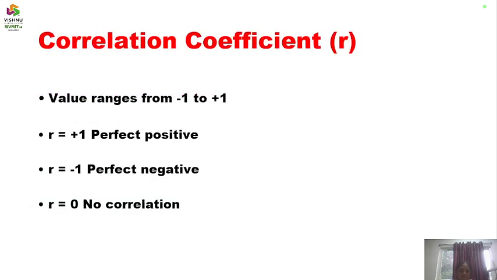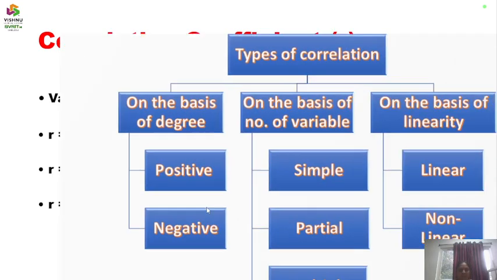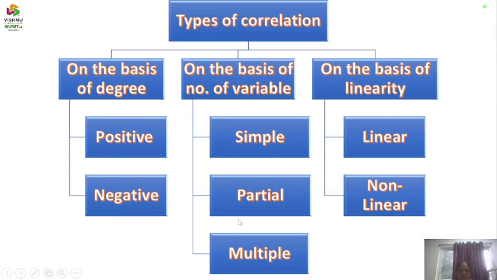Now, the values, as I told you in previous slides: plus one, minus one, weakly correlated, positively correlated, and negatively correlated. If you get a plus value, it is perfect positive; if negative, perfectly negative; and if zero, no correlation. Now, types of correlation. So these are all the things.